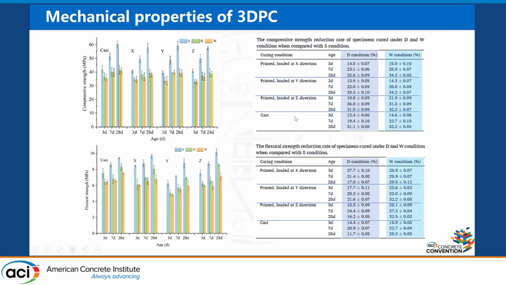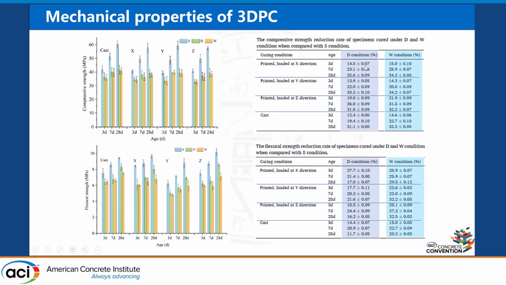You can see that the strength decreases when we compare with the standard cured. That means we cured at a very high relative humidity. We can see when we load at different directions, the mechanical strengths are dropped sharply when we compare with the specimens cured under high relative humidity.